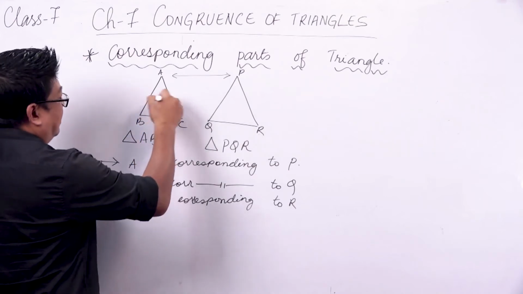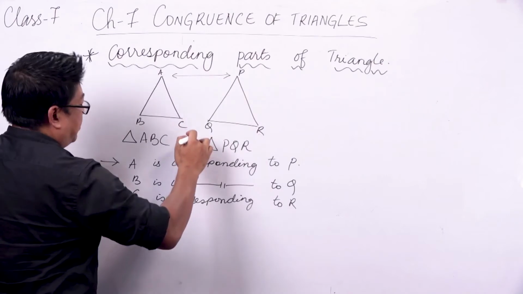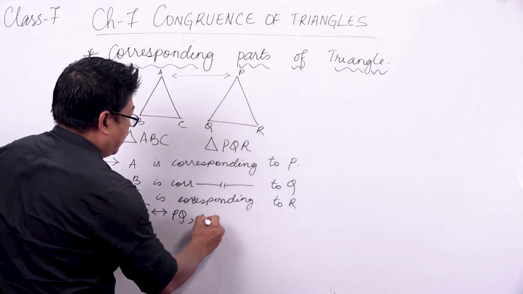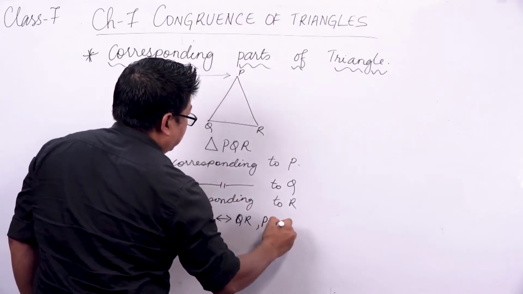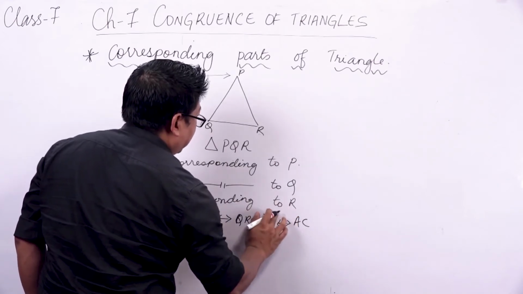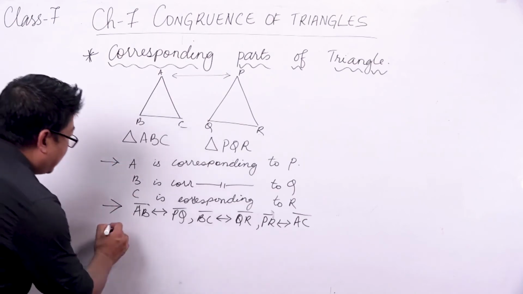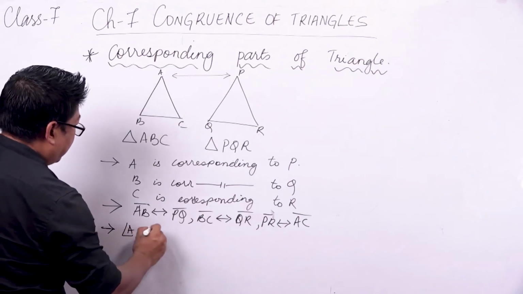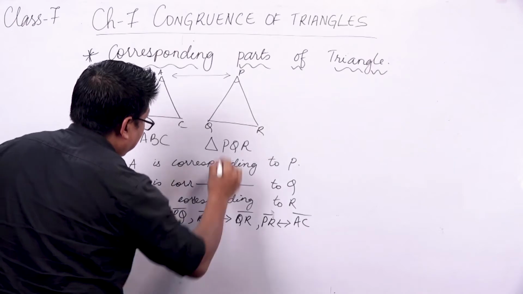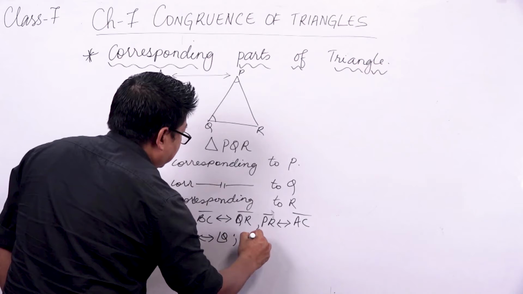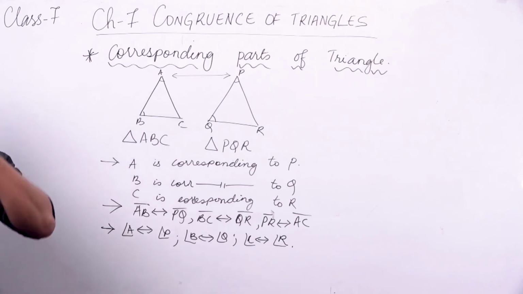The next we consider is the line segment. Now I can say AB corresponds to PQ, and BC corresponds to QR. Also, AC corresponds to PR. So these are the corresponding points, corresponding line segments, and finally corresponding angles. Angle A corresponds to angle P, angle B corresponds to angle Q, and similarly angle C corresponds to angle R. So this is about the corresponding parts of a triangle.